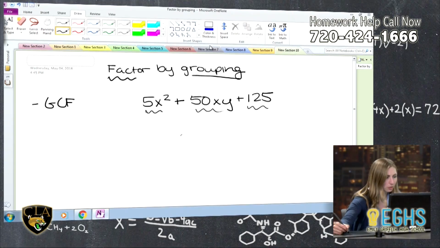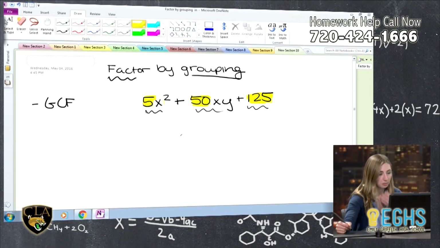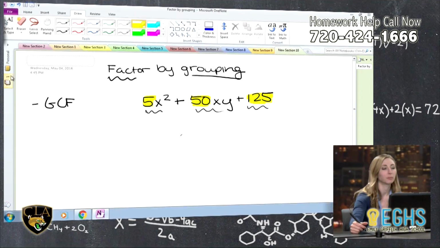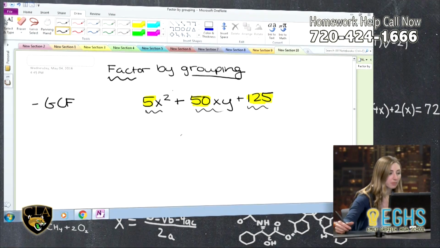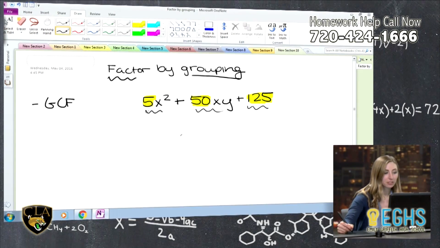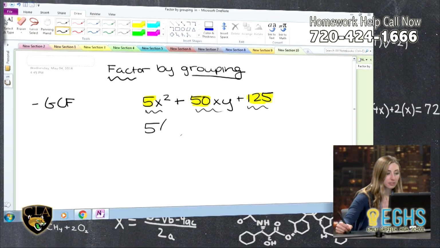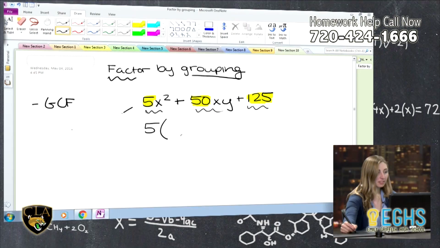And when you do that, you look at your coefficients. Coefficients are just my numbers. And you also look at your variables. Now, none of them have any repeat variables, which is one of the reasons I asked if there was maybe a y in there. But if we look at our coefficients, you see 5, 50, and 125. A factor that is common between all 3 of those is 5. And so what we can do is take each of our terms separately and factor out a 5.